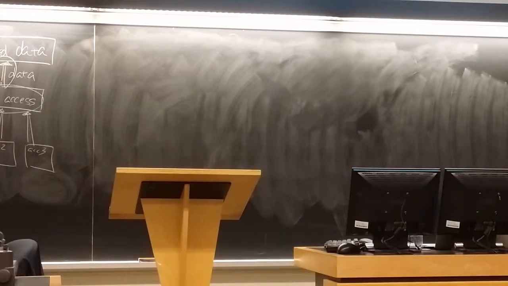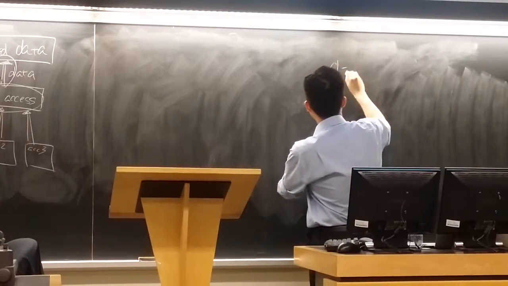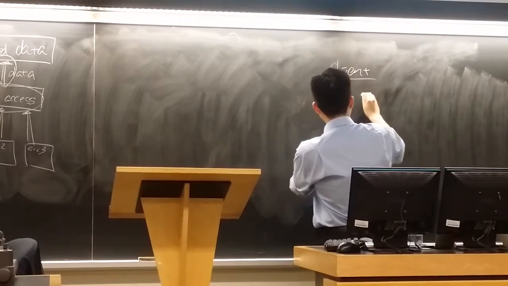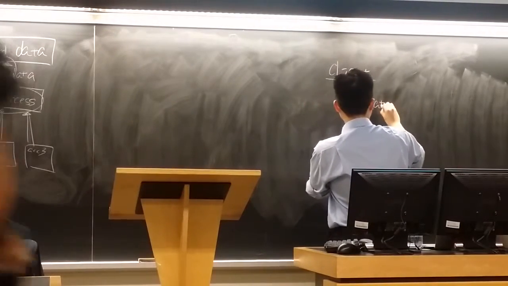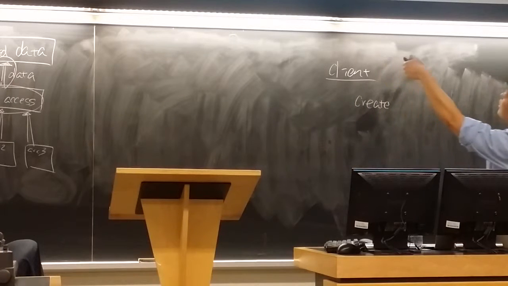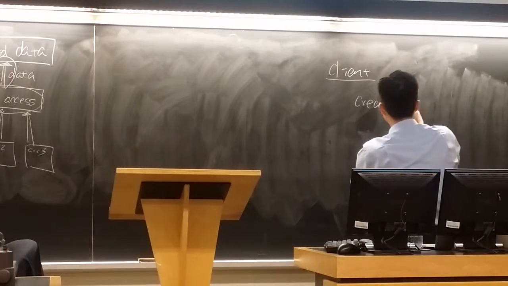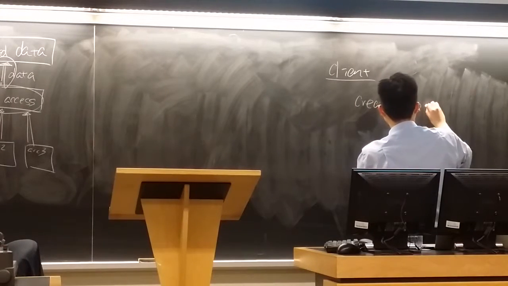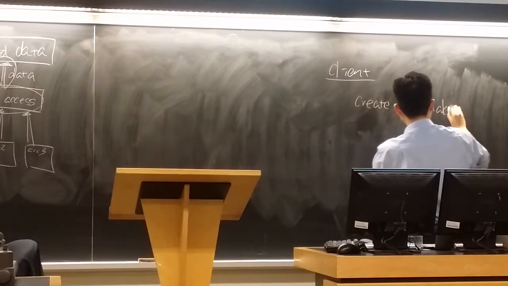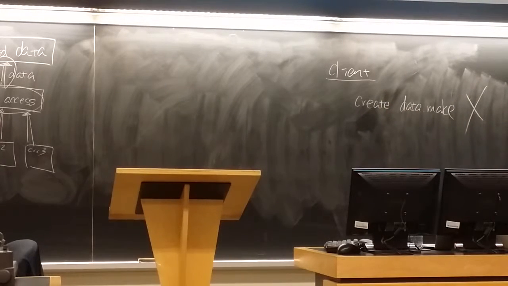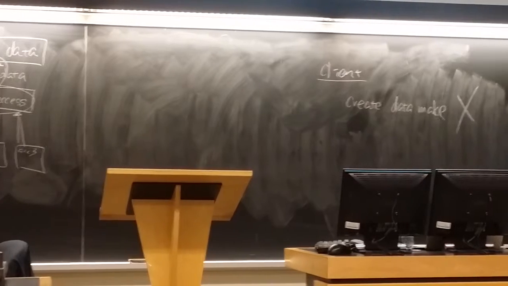Okay? So now let me write it on the client side. If you want to say create, you can see we have some attribute here called data. If you want to say data.make, this would not compile. That's the thing we want to avoid.